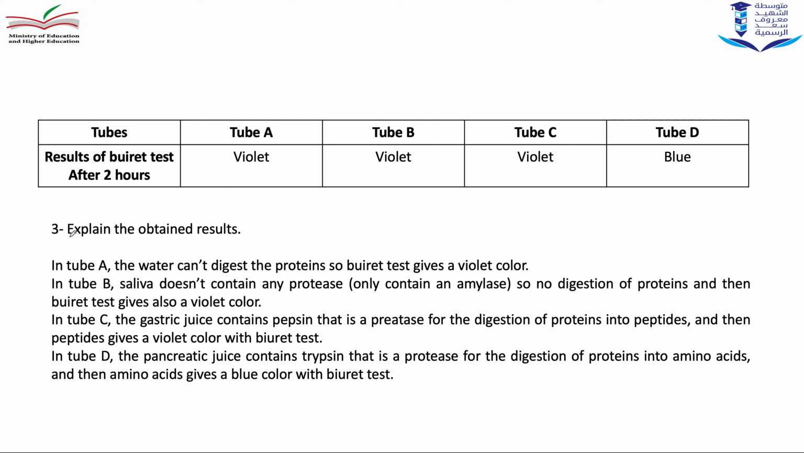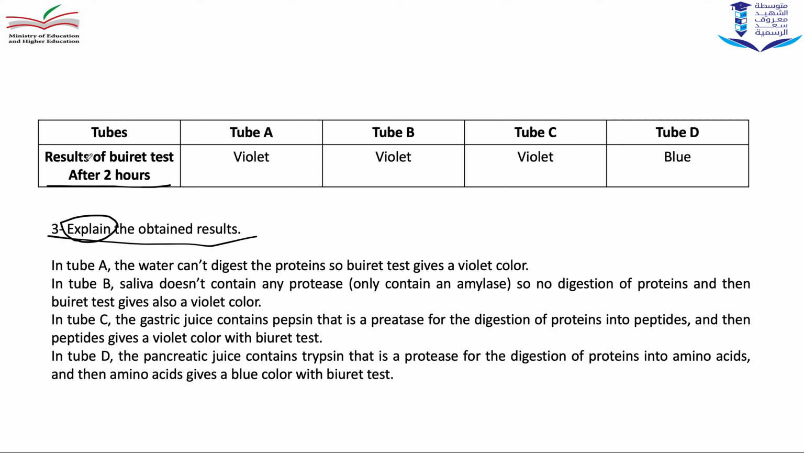Okay, now we have another question. Here we have a table showing the results of biuret test after 2 hours. Tube A gave violet, tube B violet, C violet and D blue. Surely this is after 2 hours. Okay, focus on the time. In tube A I want to make an explanation, so you have to use your acquired knowledge.